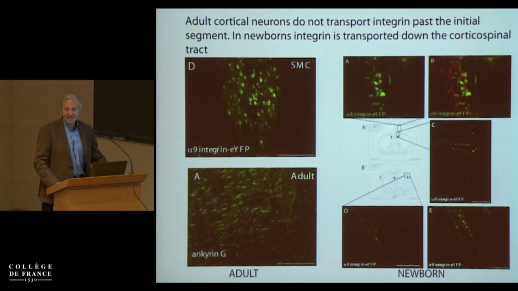So you might ask how these axons ever grew. Well, the answer is if you label young, growing axons, you do see integrin transported into the axons. So this is a developmental change. Young axons transport integrin, old axons don't.